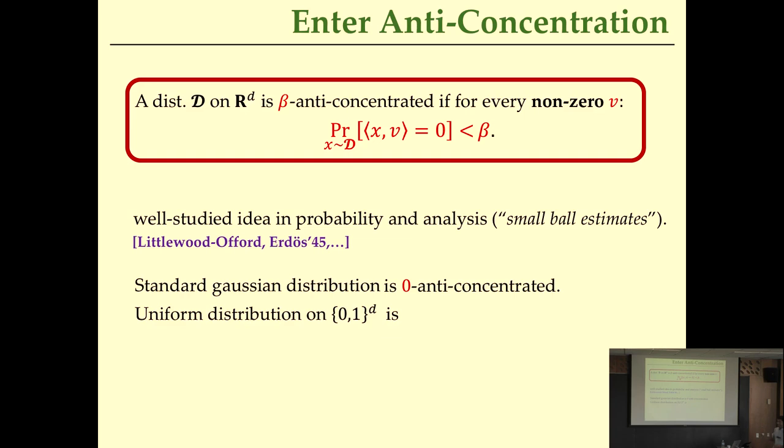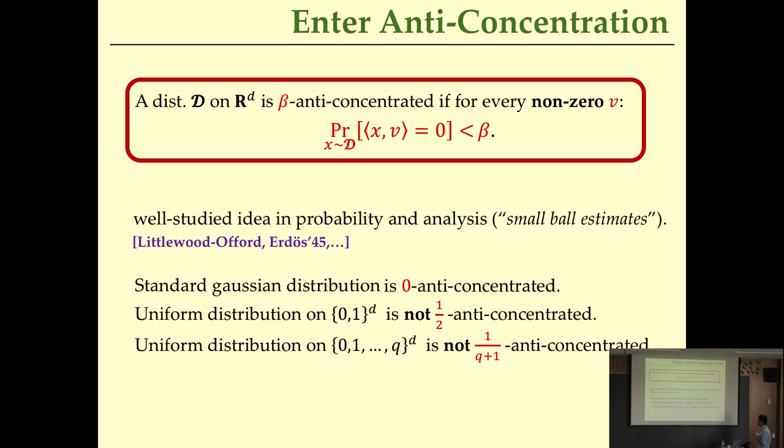But let me state the bad news about such discrete distributions. The uniform distribution on 0, 1 to the d is not half anti-concentrated, meaning there are simple directions, just the coordinate directions, which cause the distribution's projection in that direction to be 0 at least half the time. Good. And you can extend these to bigger discrete domains and get not anti-concentrated distributions for various values of 1 over q.